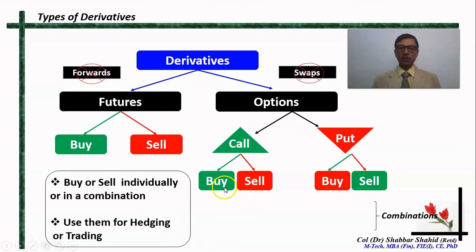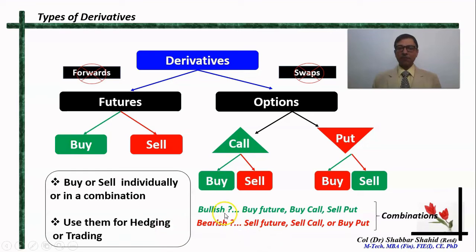These 6 tools, you can either use them individually, either you can buy a future or an option, a call or a put individually, or you may buy and sell in combinations. For example, you buy a future, you sell a put, you sell a future, you buy a call. Various combinations are possible, alright, and we use them for hedging and trading. What is this hedging? We will see as we proceed, alright.